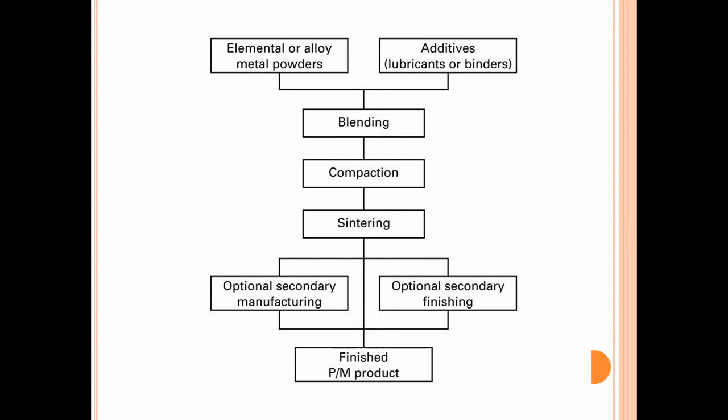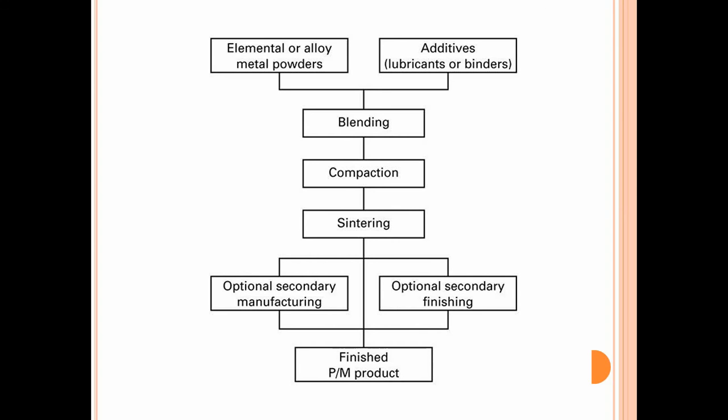Once the sintering process is completed, it goes to optional secondary manufacturing and optional secondary finishing processes. It will be finalizing the products here. We call this step the process of compaction, and this compaction can be either hot compaction or cold compaction.